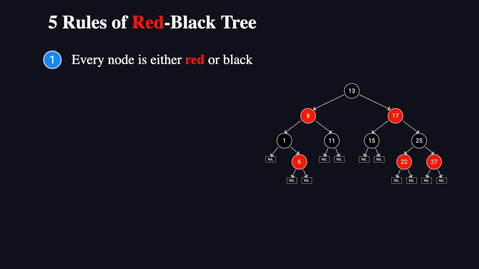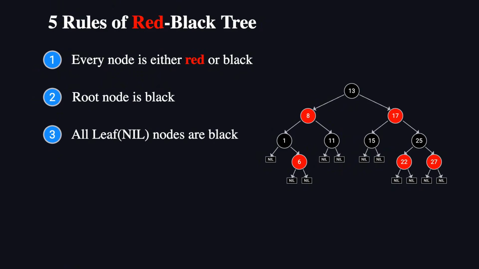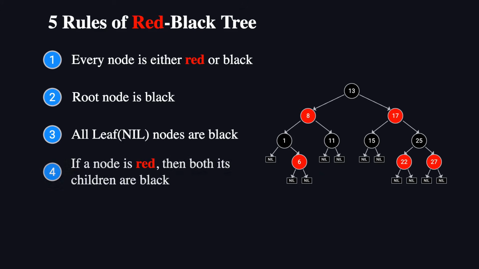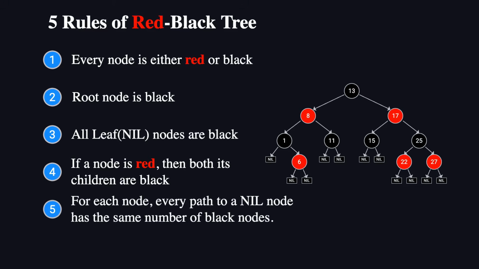First, every node is either red or black. Second, the root node must always be black. Third, all leaf nodes must be black. Here, leaf nodes refer to special nil nodes, also called sentinel nodes. These are placeholders that don't actually store any data. Fourth, if a node is red, both of its children must be black. This rule ensures that 2 red nodes are never consecutive. Fifth, for every path from a node to its leaf nodes, the number of black nodes must be the same.